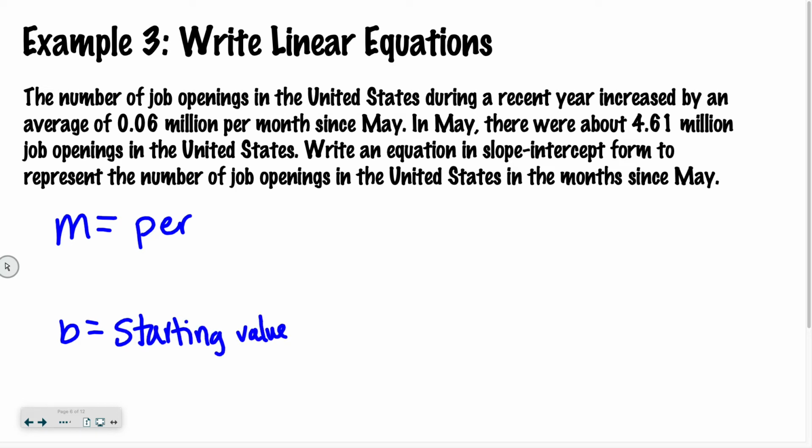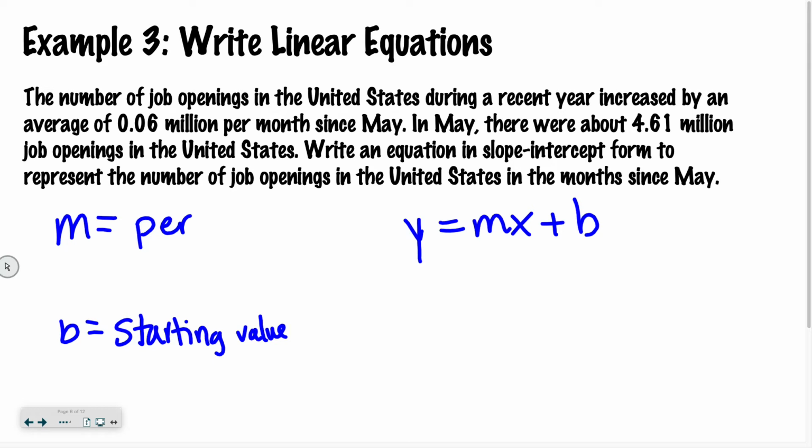Okay, so if we go back to this question and look at it with those two thoughts, let's see if we can figure out what numbers go where. And remember, we're looking for y equals mx plus b. We're looking for that slope-intercept form.